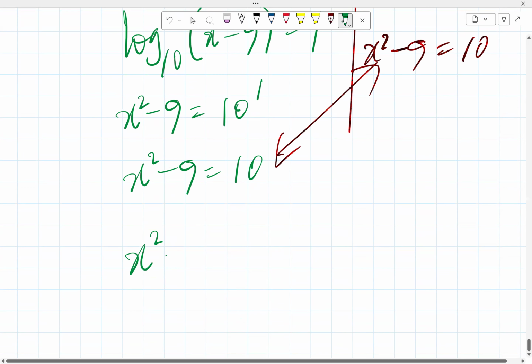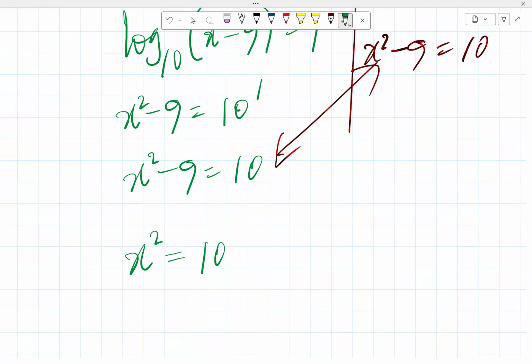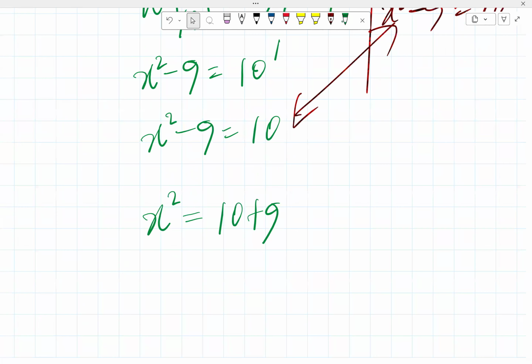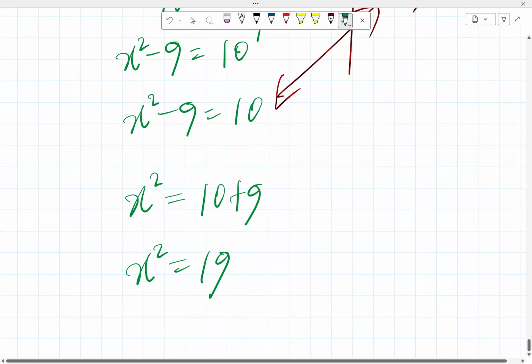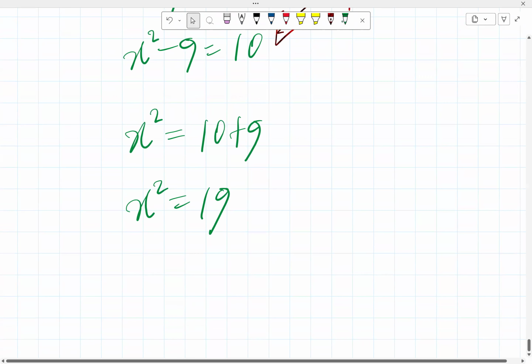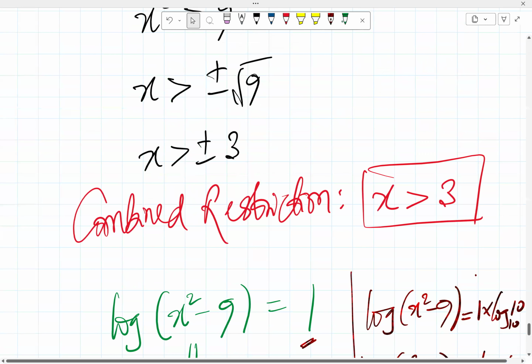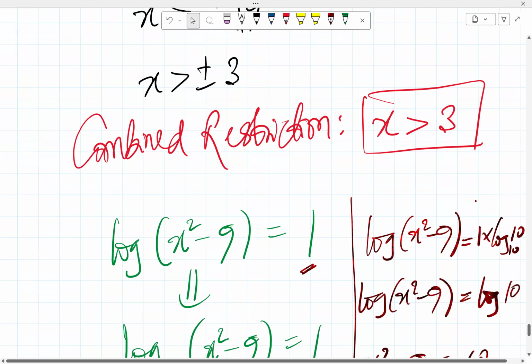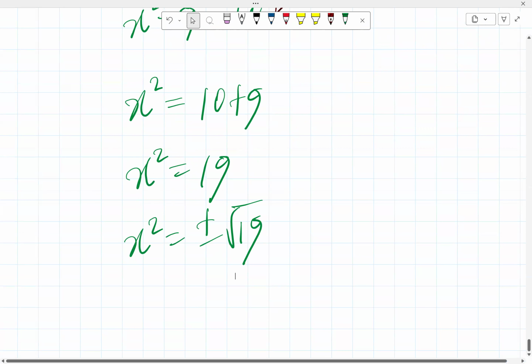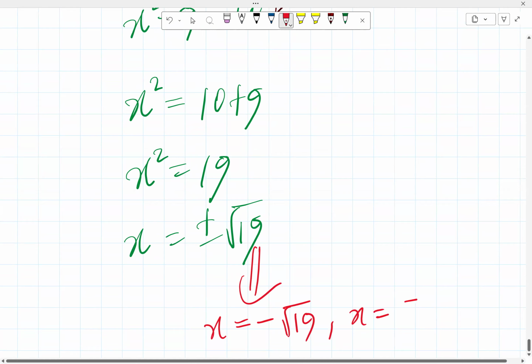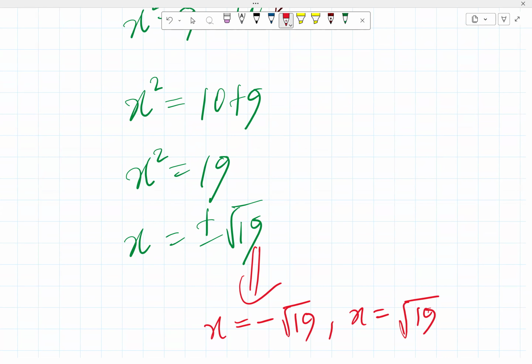So that means x² is equal to 10 plus 9. That means that x² is equal to 19, and then that means that x is equal to plus or minus root 19. Now, what is the domain restriction? The domain restriction says x is greater than 3, right? So here we have two issues: x is equal to minus root 19, and x is also equal to plus root 19.